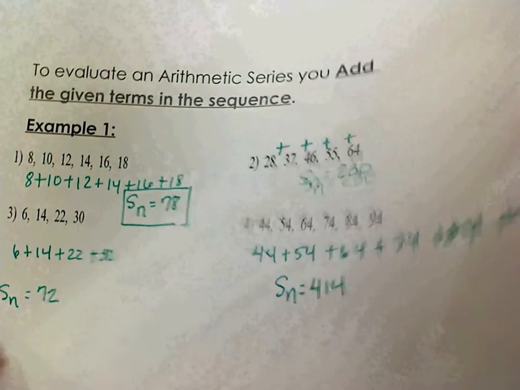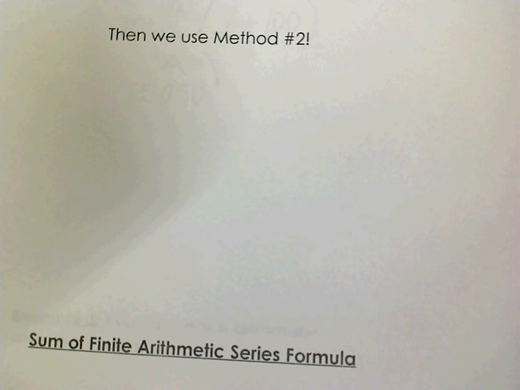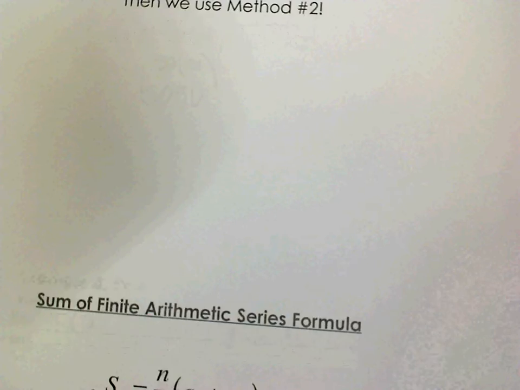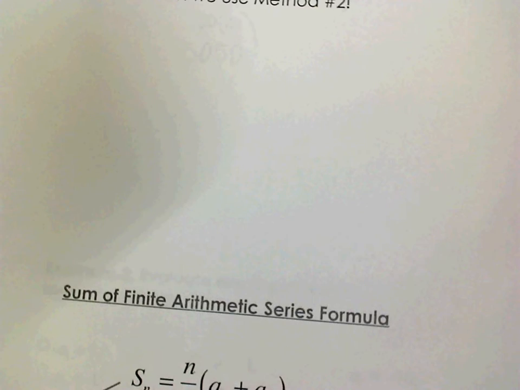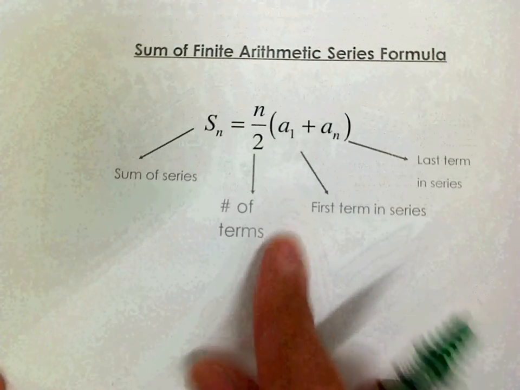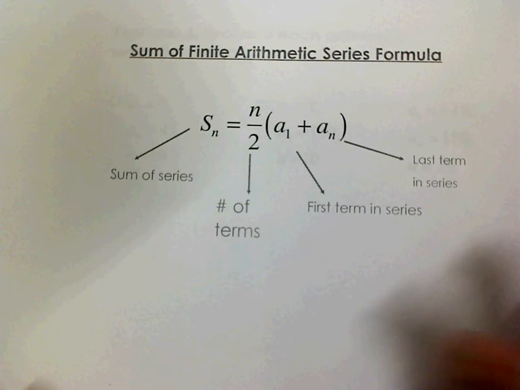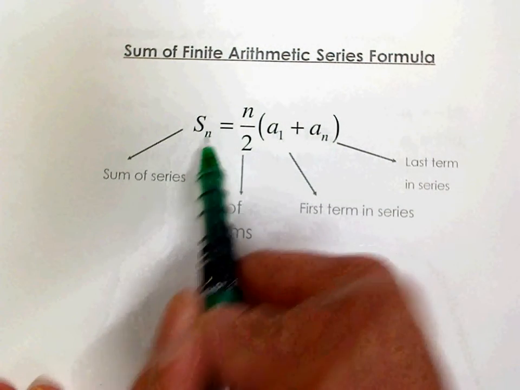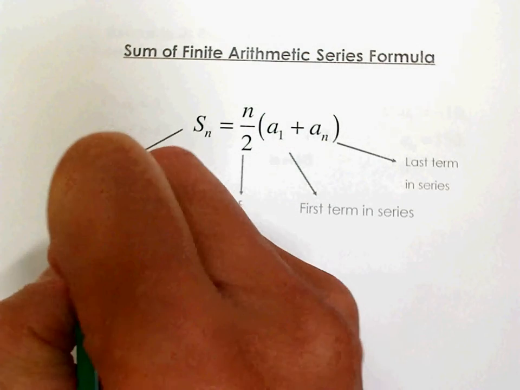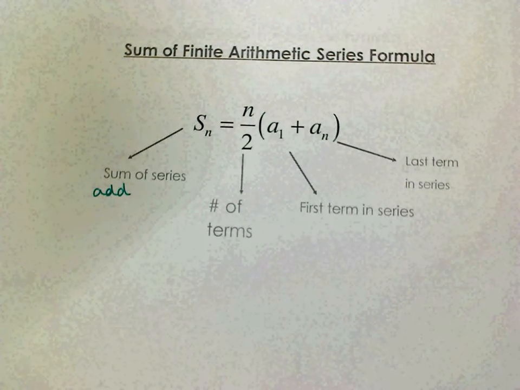All right. Now, what if your series is too long? You can add it together. And if that method you want to use is this method right here, okay? There's actually a formula. And there's your formula. This is called the sum of a finite arithmetic series formula. What does S sub n mean? That's the sum of a series. The word sum just means add. I'm adding all the numbers together.